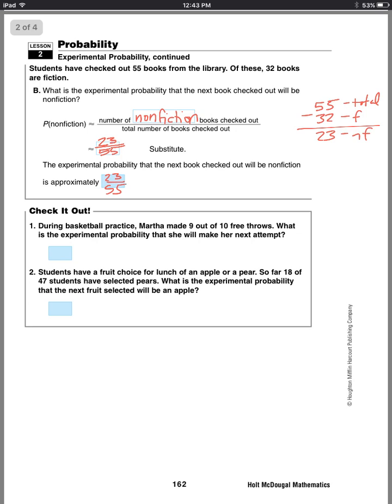And you know that's a complement because 32 over 55 plus 23 over 55 equals 55 over 55, which equals 1 whole. And the event something happens and its complement, the chance something won't happen, is equal to 1.